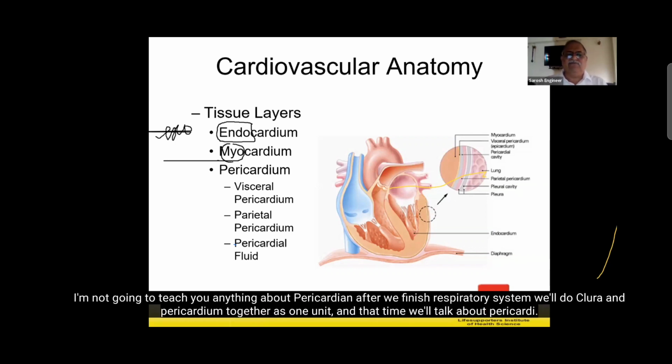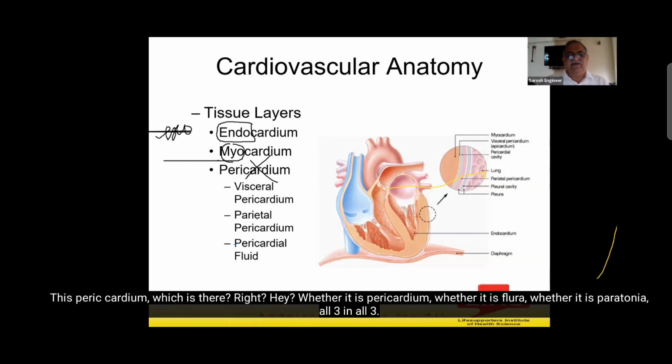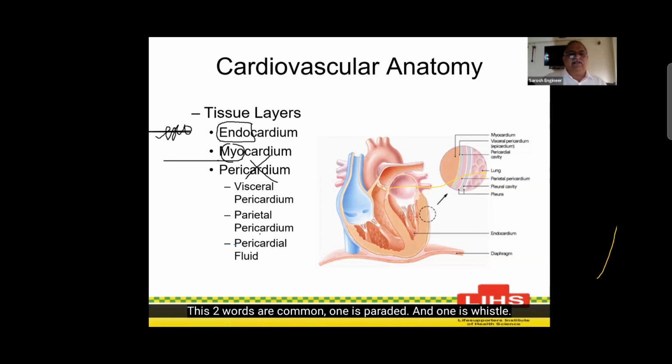And I'm not going to teach you anything about pericardium. After we finish the respiratory system, we'll do pleura and pericardium together as one unit. And that time we'll talk about pericardium. So pericardium, I'm not talking at all at present. Okay, pericardium we are going to leave, but just names will do, but not detail of pericardium. This pericardium which is there, right? Whether it is pericardium, whether it is pleura, whether it is peritoneum, in all three, the two words are common. One is parietal and one is visceral.